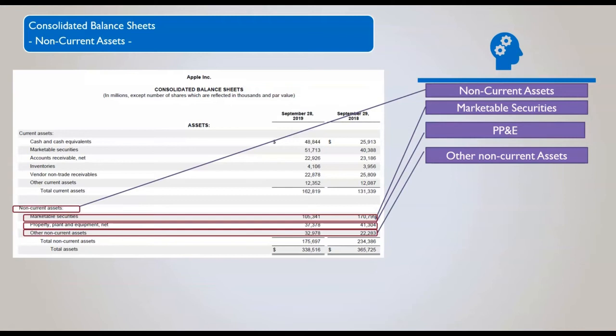The next part we see is the line item for other non-current assets. Now this includes the other non-current assets which do not meet the classification of the line items on the balance sheet. In Apple's case, this includes restricted cash of $1.4 billion, which is disclosed in Note 3 of the financial statements. Total other non-current assets was almost $33 billion at year-end.